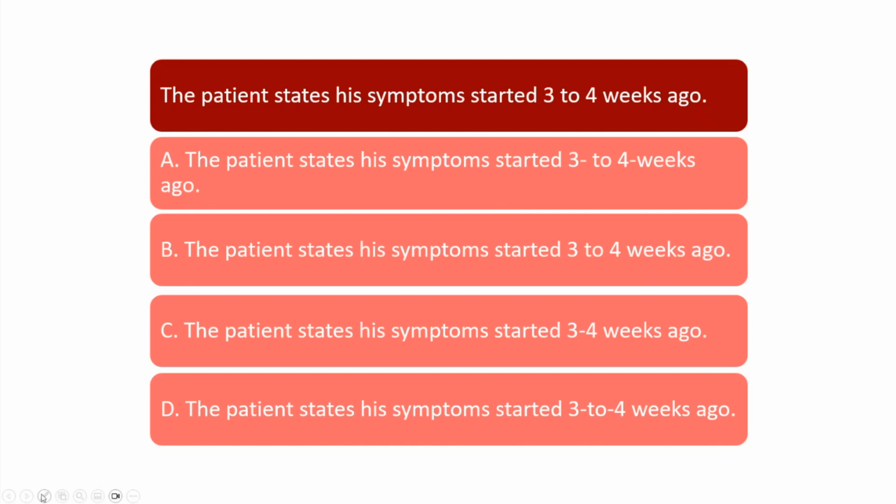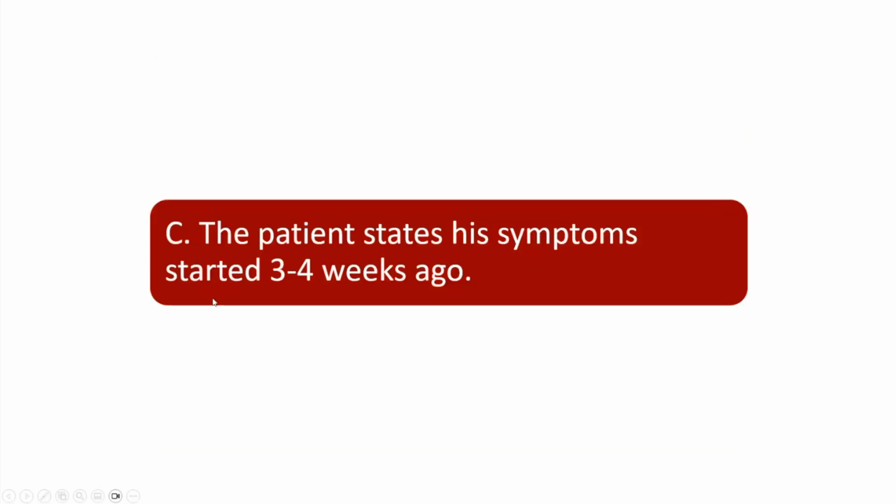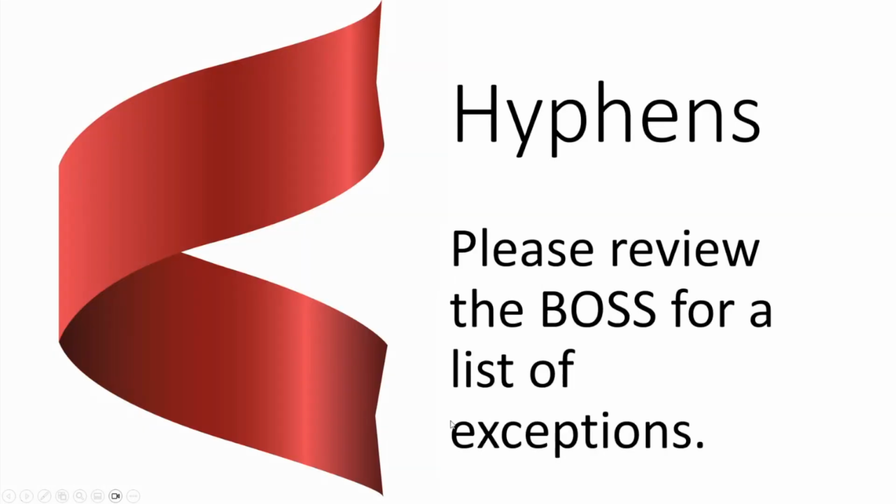That's right. The correct answer is C. The patient states his symptoms started 3 to 4 weeks ago. It's just a simple range, 3 to 4, so we would use the hyphen in between. Now, there are some exceptions to that where we would have to type out the word to. And that's in the BOSS, 8.6. There are a lot of examples and different rules for that. But let's take a look at some exceptions.